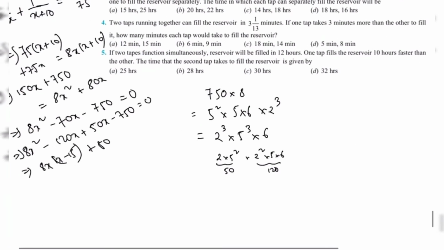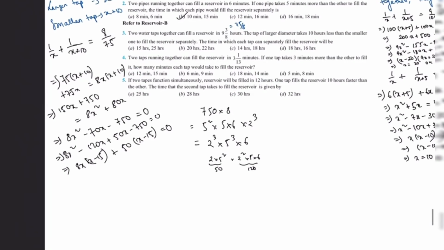So what you're looking for is 8x square minus 120x plus 50x minus 750 equals 0. Okay. So this will give you 8x times x minus 15 plus 50 times x minus 15 equals 0.